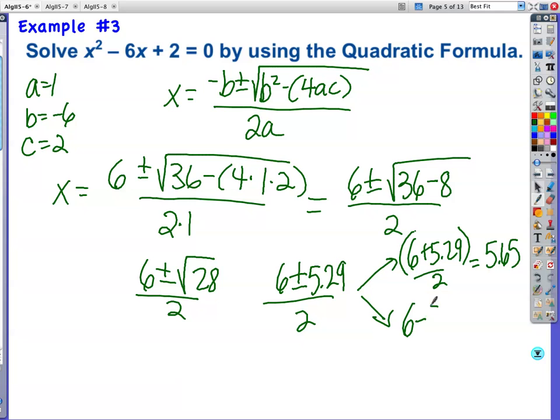Then I do the minus. 6 minus 5.29 over 2. Okay, once again, either you put parentheses or you press enter and then divide by 2. I get 0.355, which I'll put down as 0.36. This is where your parabola will cross the x-axis if you graph it out.